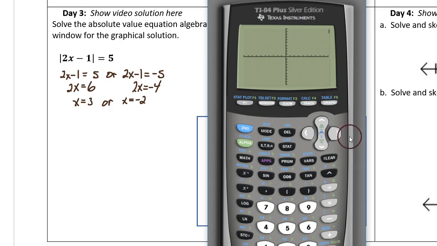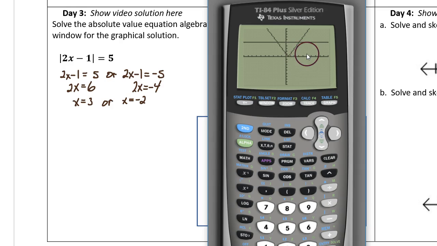Now push graph. This V shape is the absolute value, and the horizontal line crosses through 5. We want to know for what x values the one equation is equal to the other. So you can see this point of intersection right here seems to line up vertically with negative 2 on the x-axis. And this point of intersection seems to be straight up above positive 3 on the x-axis. Those are our two answers for x.